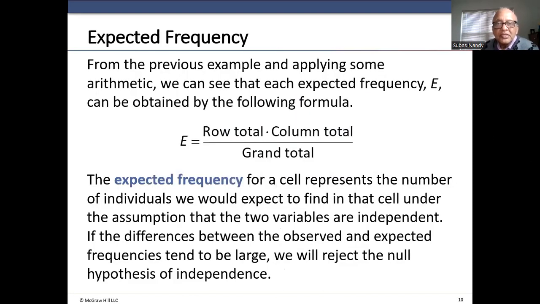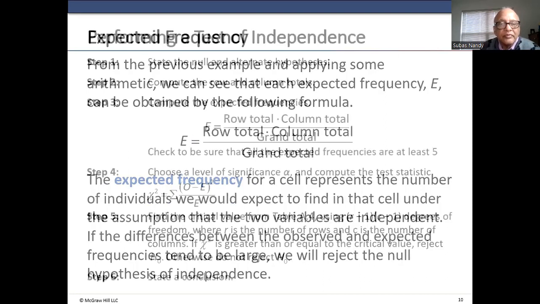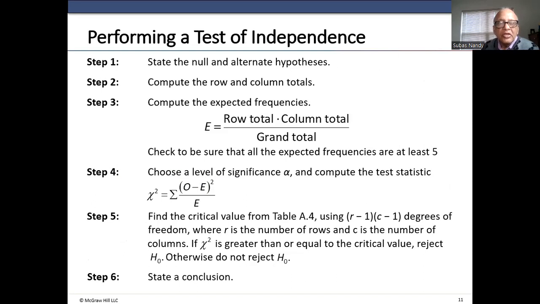So from the previous example and applying some arithmetic, we can see that each expected frequency can be obtained by the following formula: row total times column total divided by grand total. The expected frequency for a cell represents the number of individuals you would expect to find in the cell under the assumption that the two variables are independent. If the differences between the observed and expected frequencies tend to be large, we will reject the null hypothesis of independence.